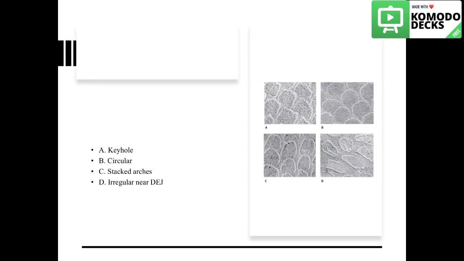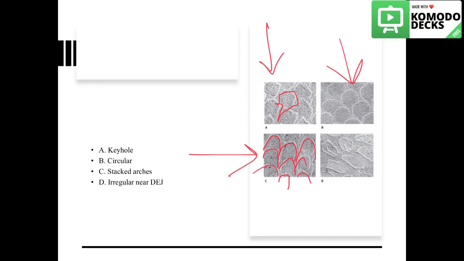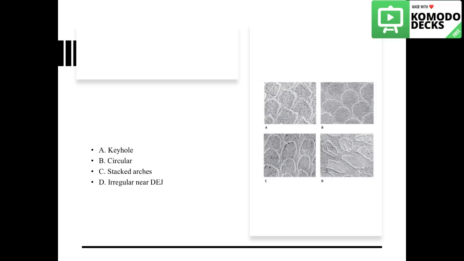There are mainly four different patterns that can be seen when we cut enamel rods: the keyhole pattern, a head and a tail; the circular pattern; the stacked arches, which, as you can see, are arches that are simply stacked over each other; and the irregular one, which is more seen near the dentino-enamel junction.